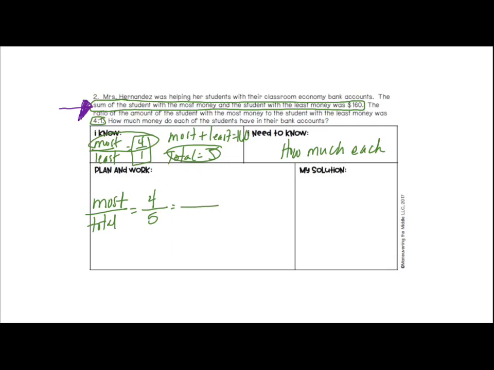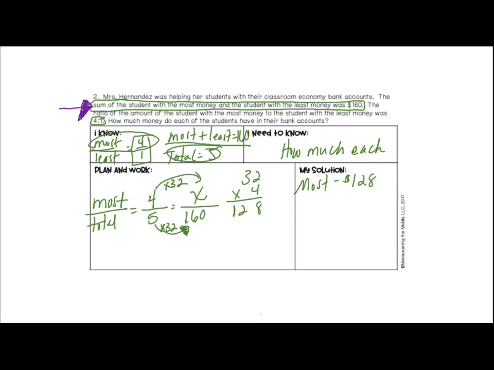And then my problem ratio, again, is my total because it says most and least is 160. So now I'm going to solve for the amount of money that the student that has the most would have. So I'm going to look for this relationship, 5 to 160. Well, I know that I'm multiplying by 32, so I have to multiply 4 by 32, which gives me 128. So the student with the most money has $128.